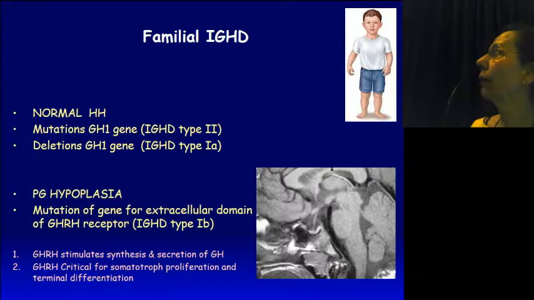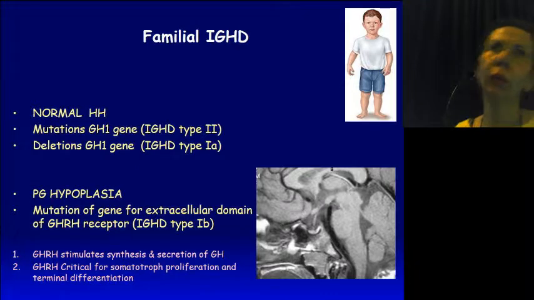So you may have familial isolated growth hormone deficiency. And in some cases, the morphology is normal. You see here the pituitary stalk, the anterior lobe, and the pituitary gland height may be normal in those cases of mutations of the GH1 cluster and deletions of the GH1 gene. And even if the pituitary gland height is normal, you may have pituitary gland hypoplasia in mutations of the gene for the extracellular domain of the GHRH receptor.